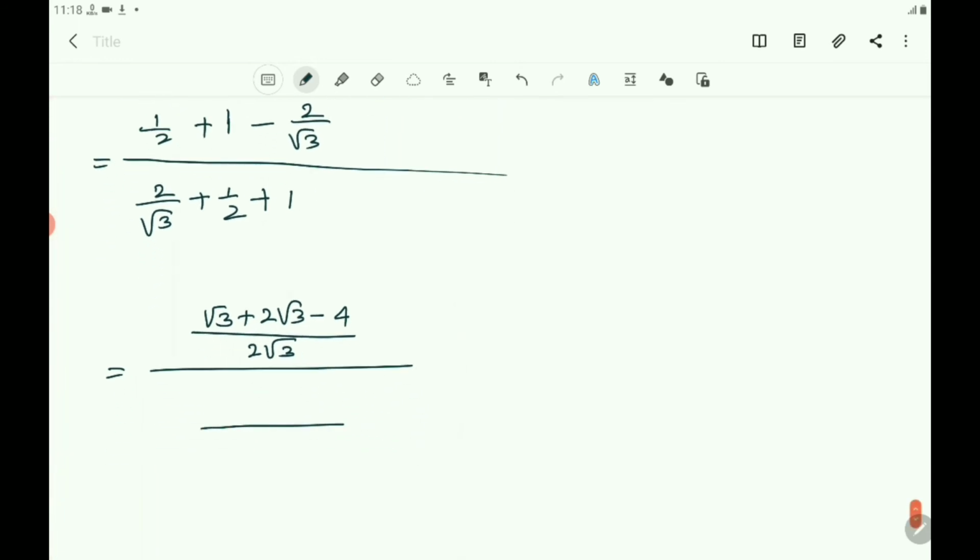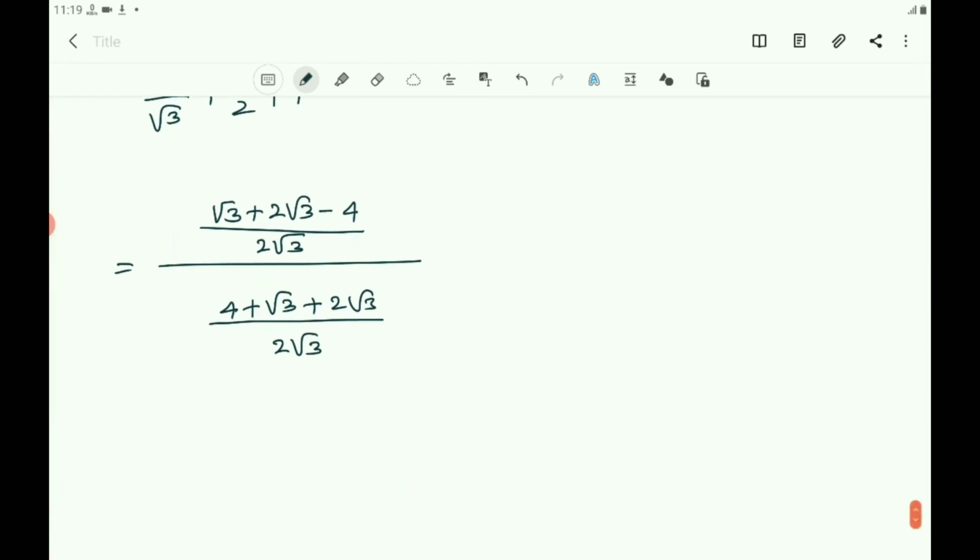Then in the denominator you simplify the ratios. The LCM is again 2 root 3, and here 1 you can have as 1 by 1. Then 2 2s are 4, plus 1 into root 3 is root 3, plus 2 root 3, because 1 into 2 root 3 is 2 root 3. So find the sum of these two: root 3 plus 2 root 3 is 3 root 3.